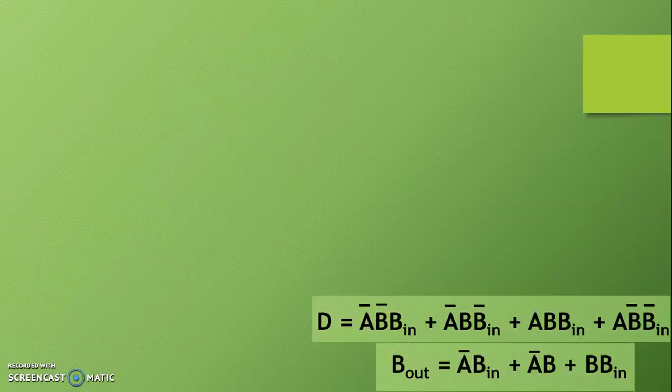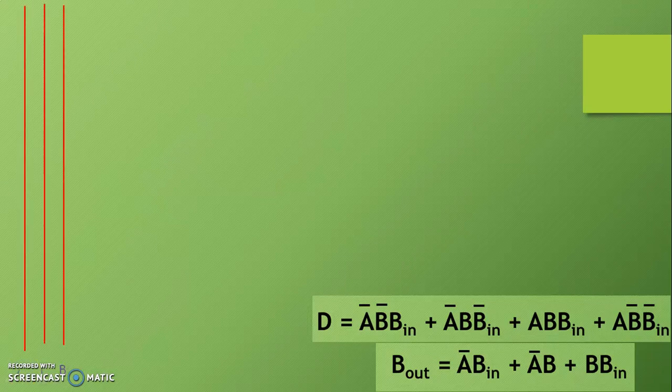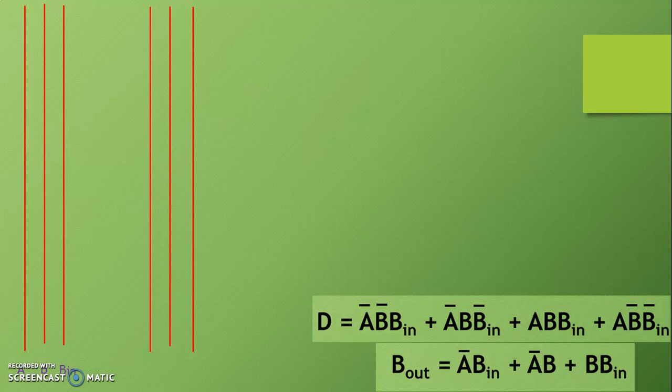Now based on this simplified Boolean function, we can implement the logic circuit with the help of basic gates. First, let us have 3 inputs, that is A, B and B in, that is previous borrow. With the help of a NOT gate, we can invert all the 3 inputs to get A bar, B bar and B in bar. So we have 3 inverted inputs, A bar, B bar and B in bar, and we use NOT gate to have these inverted inputs also.